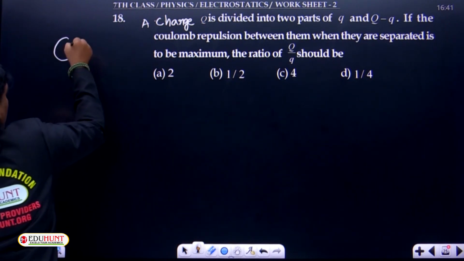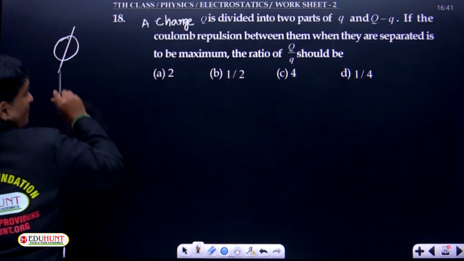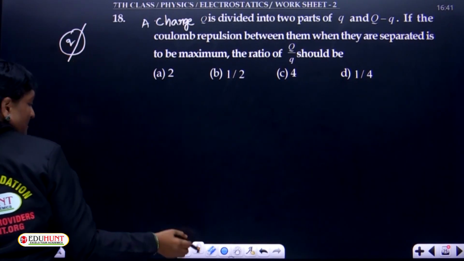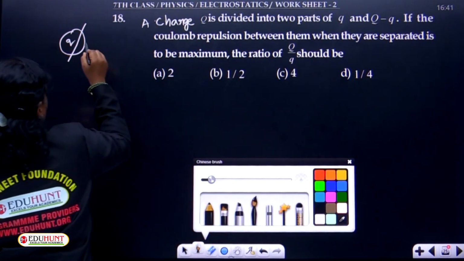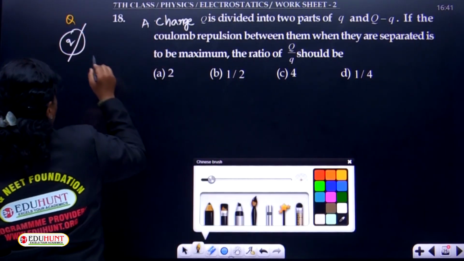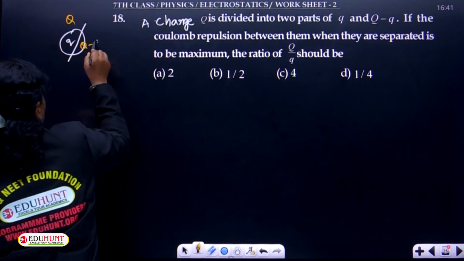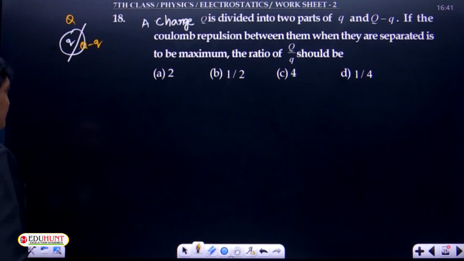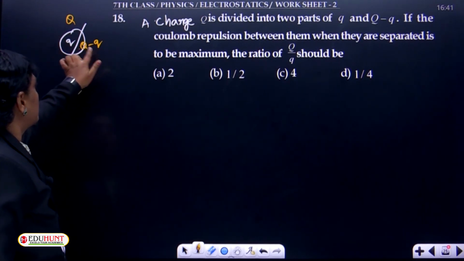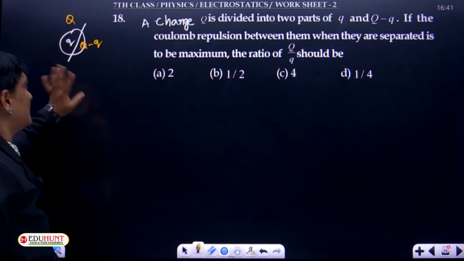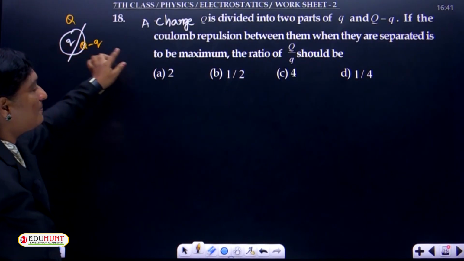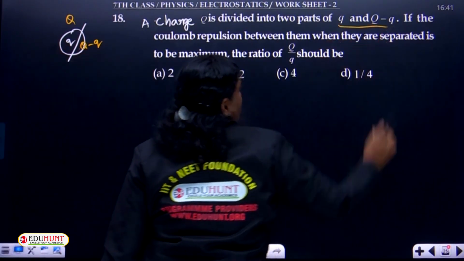So what is given is that a charge Q is divided into two parts. One is q, the other is the remaining out of the total charge Q. So the remaining must be equal to Q minus q. This is the leftover part. What is the total? q plus Q minus q, small q minus q gets cancelled, leftover is Q. So the whole charge is Q, some portion is q, the remaining portion is Q minus q. This is what they have given.